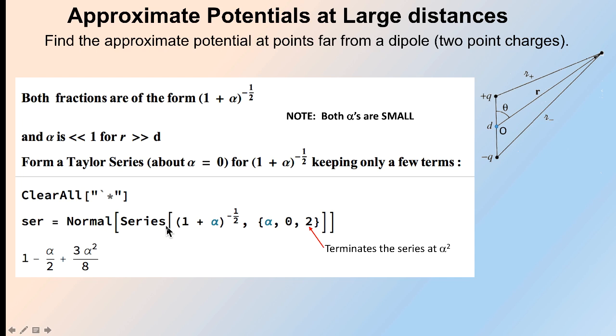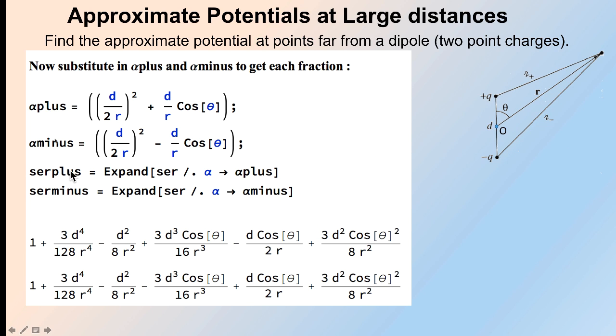It's just taking a series of this quantity right here about 0, and we're only going to take it up to alpha squared. So here's the expansion. It's very simple, and realize that it's an approximation for 1 plus alpha to the minus 1/2. And so if we put in alpha minus or alpha plus, we can get the two fractions. Here's alpha plus, just the way we defined it. Here's alpha minus, and we're going to take this series where we now change alpha to alpha plus or change alpha to alpha minus. And that'll give us the two fractions.